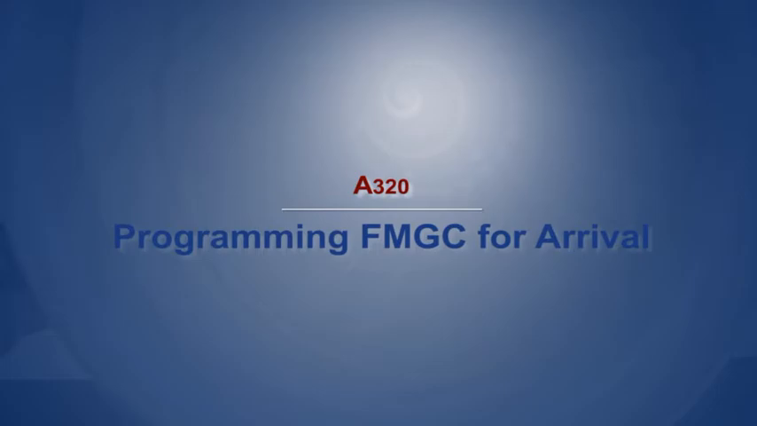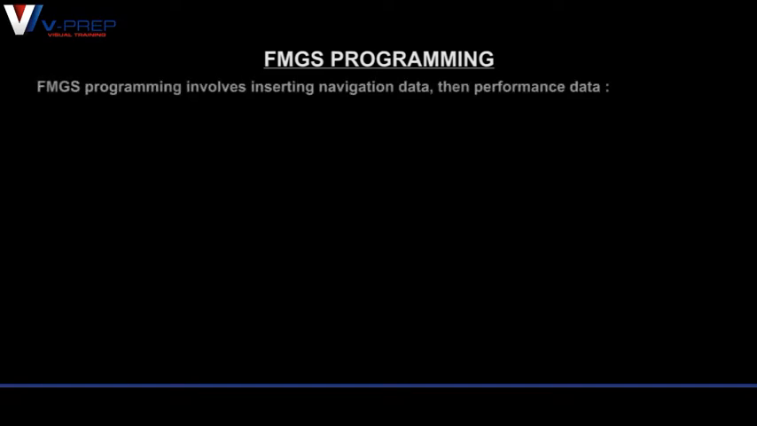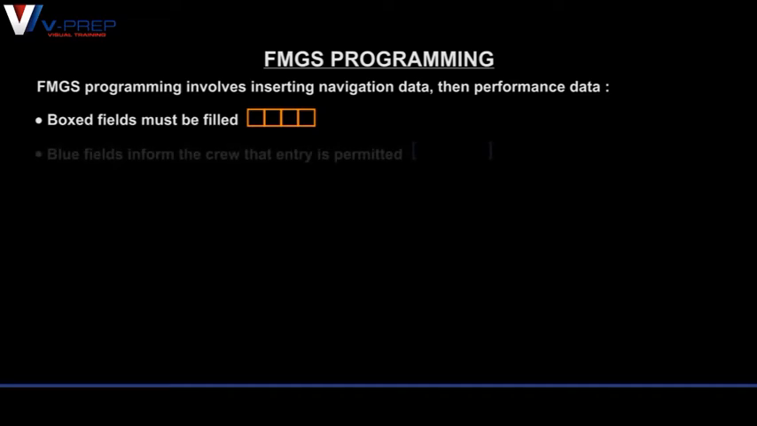A320, programming FMGC for arrival. FMGS programming. FMGS programming involves inserting navigation data, then performance data. Boxed fields must be filled. Blue fields inform the crew that entry is permitted.